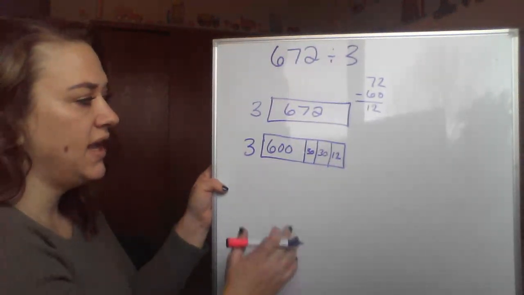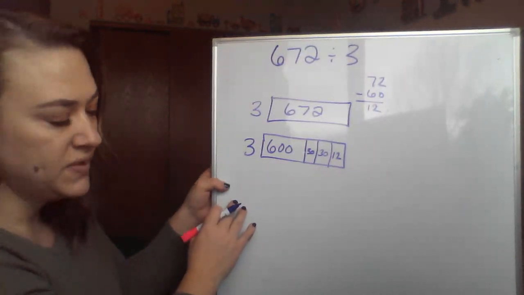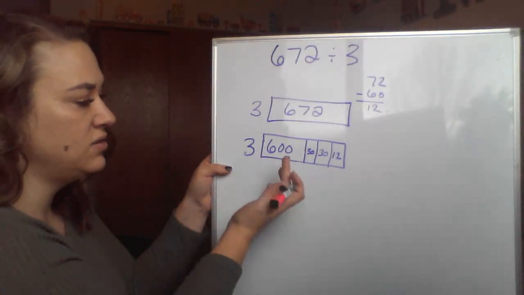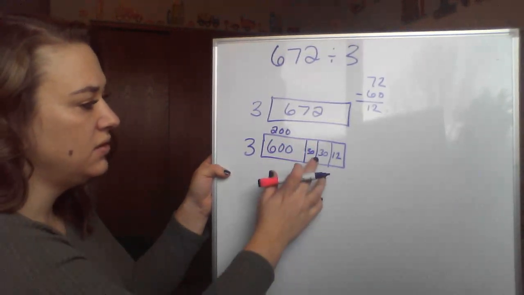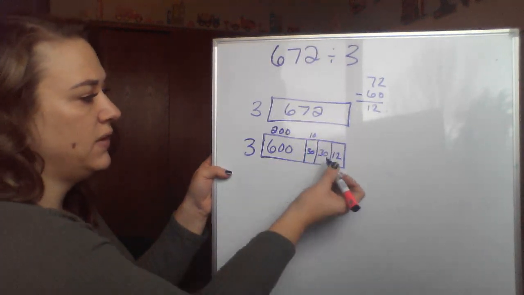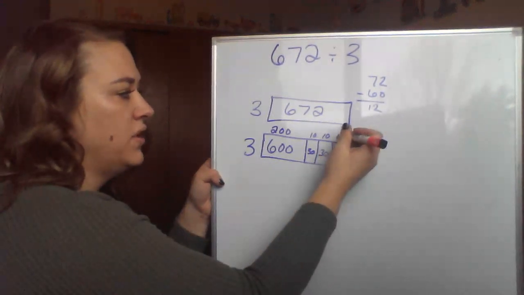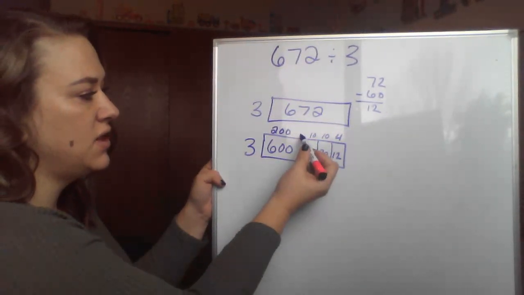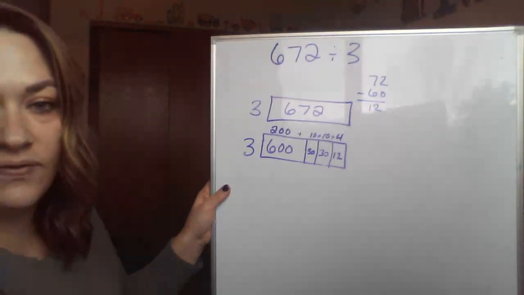So now I could easily break this apart and divide it by 3 much quicker, okay? We would think of this as 600 divided by 3. Well, 6 divided by 3 is 2, so that's going to be 200, okay? 30 divided by 3, I know is 10. 30 divided by 3 is 10. And then 12 divided by 3 is 4. And then to get my final quotient, I add all this together. So 200 plus 10 plus 10 plus 4 will give you our final quotient.